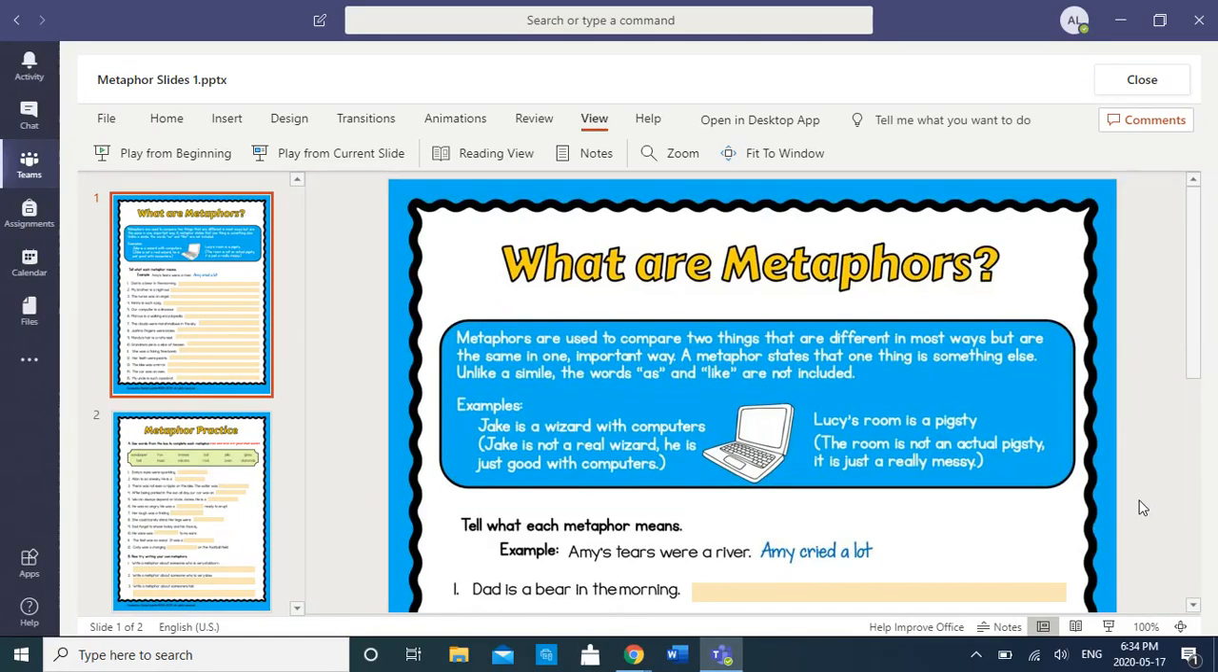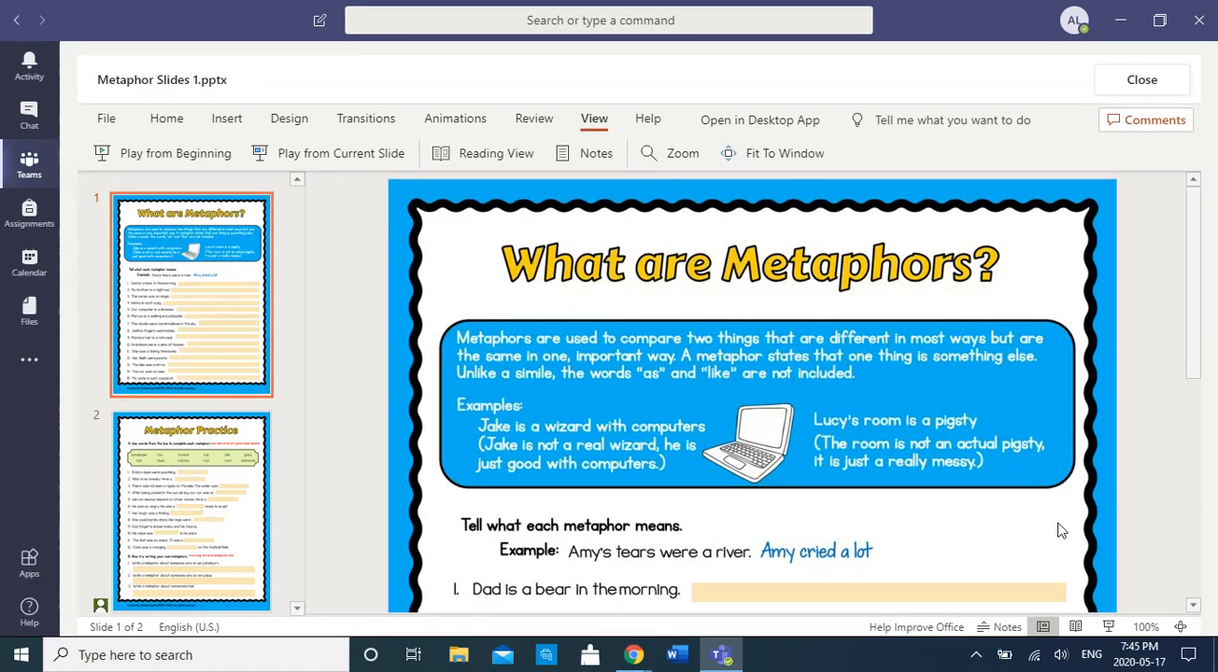Hello everyone! Today we're going to talk about how to write a metaphor and what a metaphor is. Metaphors are used to compare two things that are different in most ways, but are the same in one important way. A metaphor states that one thing is something else. Unlike a simile, the words "as" and "like" are not included.